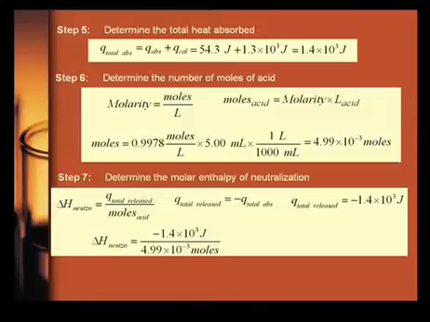And so delta H neutralization is equal to negative 1.4 times 10 to the third joules divided by 4.99 times 10 to the minus 3 moles. And that is equal to negative 2.8 times 10 to the 5th joules per mole. Now, when things are released, your value for thermochemistry should be negative. If it's absorbed, it needs to be positive. And that's why we have a negative for delta H of neutralization, because it relies on something being released.